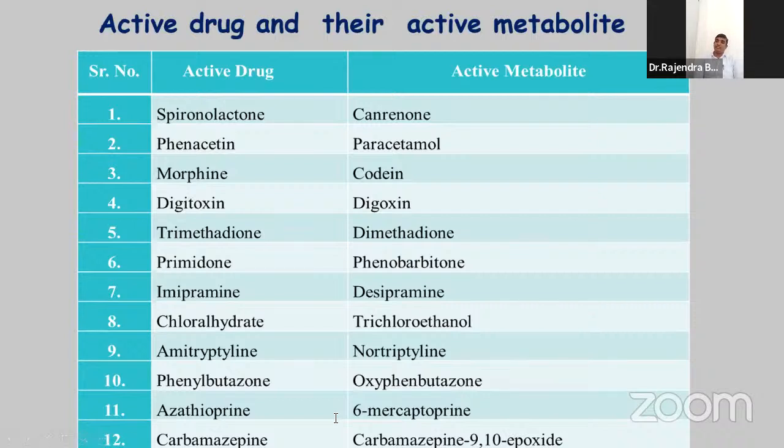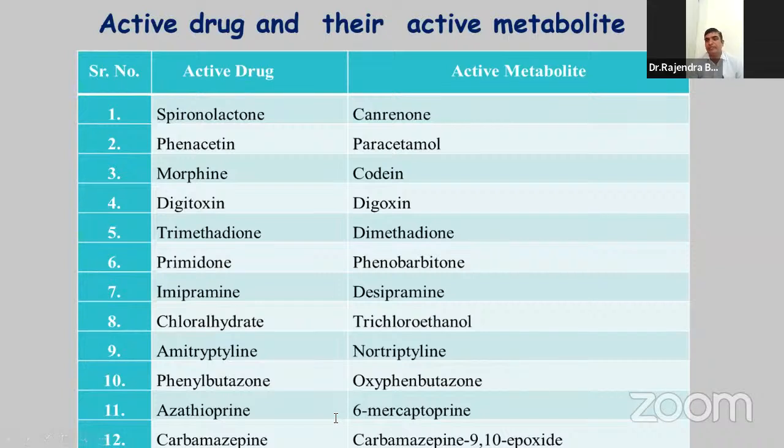Imipramine comes under the class of the TCA. What is the TCA? Tricyclic antidepressant. Okay, so next is chloral hydrate, trichloroethanol. Then amitriptyline, nortriptyline, protriptyline, right? These are the antidepressants, which are also called thymoleptic agents. Then phenylbutazone, oxyphenbutazone, already we have discussed. Phenylbutazone comes under the class of NSAIDs. NSAIDs are divided into many classes. Out of that, pyrazolidinedione. In that, what is the well-known example? Phenylbutazone. Its active metabolite is oxyphenbutazone.